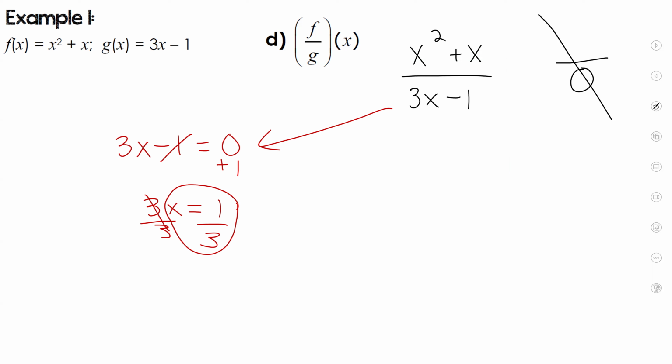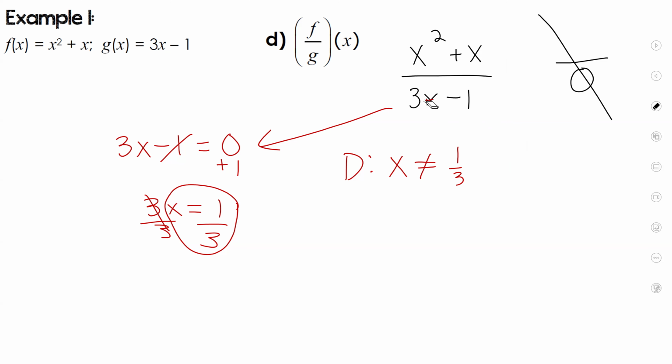Okay? So that means for your domain, x can be anything except 1/3. Because if you put a 1/3 here, 3 times 1/3 is 1, 1 minus 1 is 0. That's bad. We don't want that. Your domain cannot be 1/3.